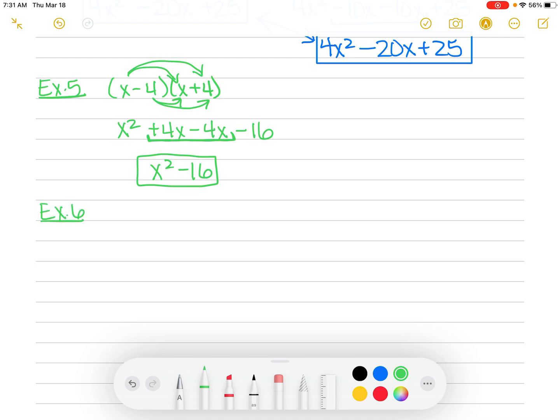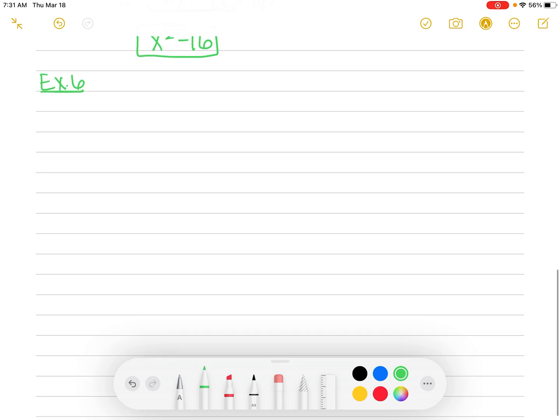Y'all are probably saying, oh, I know how to do all this. That's good. You should know how to do all of it. The trick, though, is I'm going to show you tricks at the end of each of these. Okay, so the next one is 3x plus 5 times 3x minus 5. So this one's a little bit harder because it has the 3x, but go ahead and hit pause and solve it on your own.